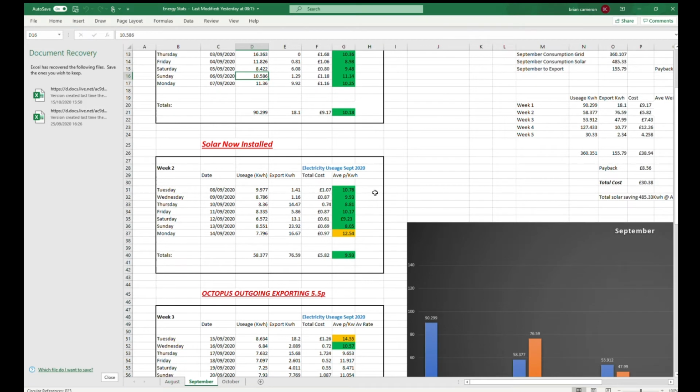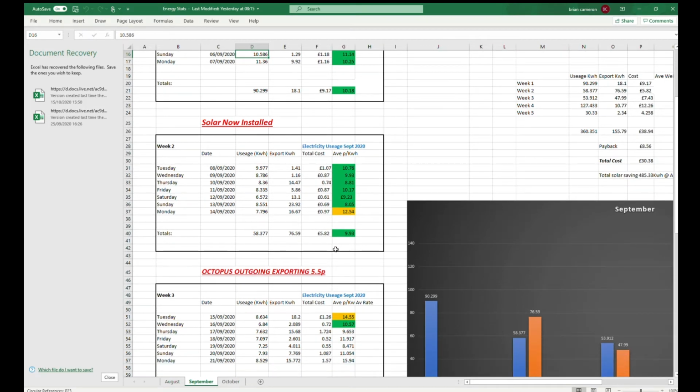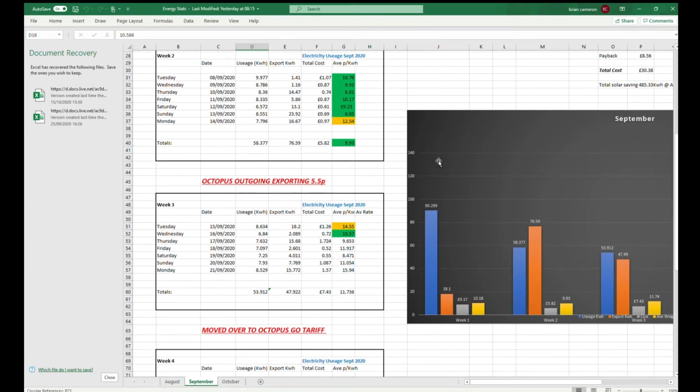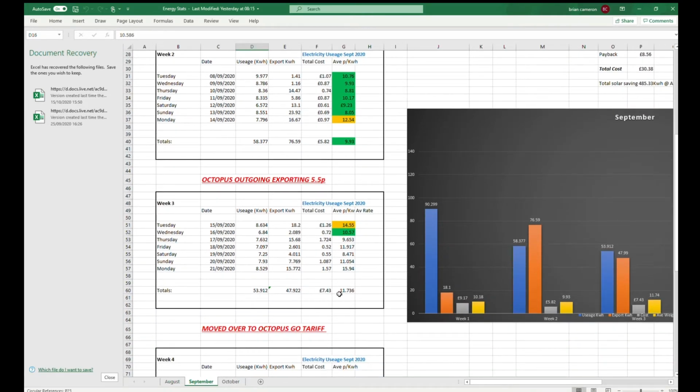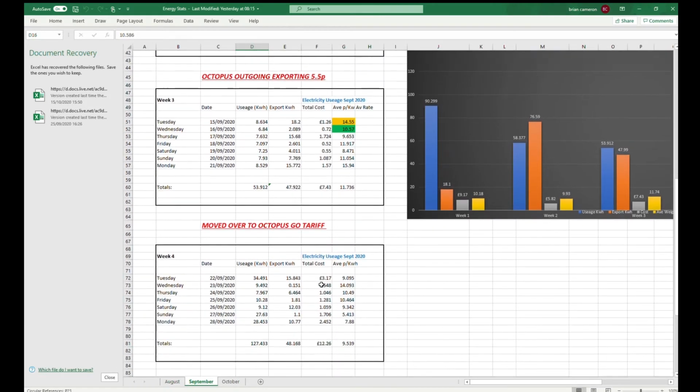So solar installed, as you can see, and the export in kilowatts is getting quite high, usage down on this side. One day here we went over 12 pence, but again, that's quite a cheap week here. 9.93 average, 10.18 here. Yeah, and again, what do we got here? 11.73, a little bit more of an expensive average. We're still only using about 53 kilowatts here.